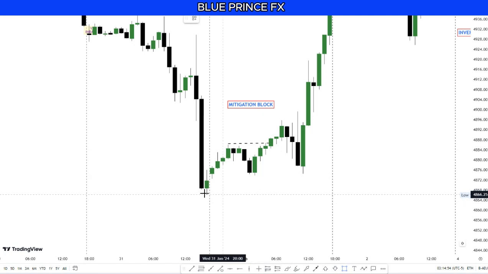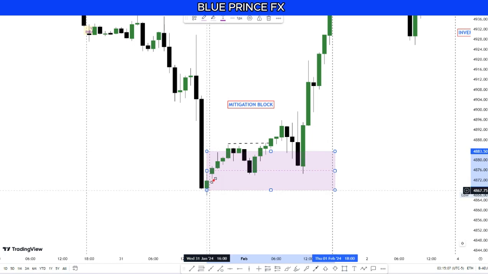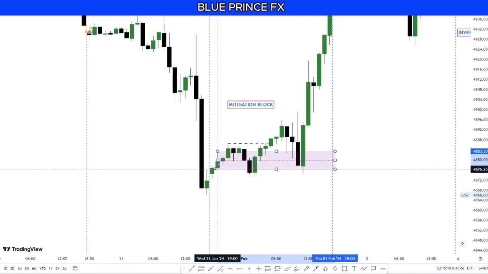So where will your mitigation block form? Your mitigation block will form in between the leg of this low and this high. The top part of this candle will be your sweet spot, but all in all, this is your mitigation block. With the mitigation block, I like to use the candles that are there before this low was made.